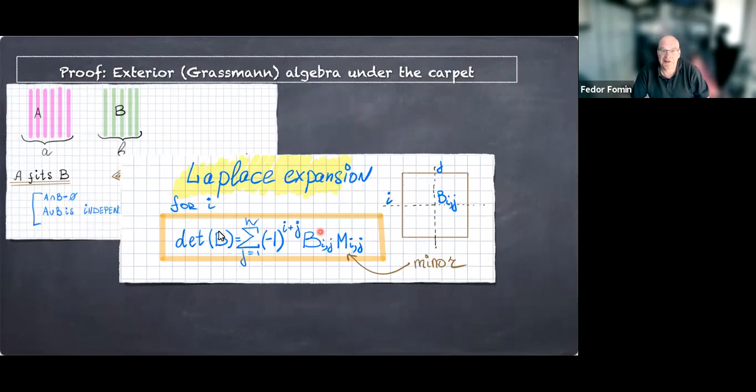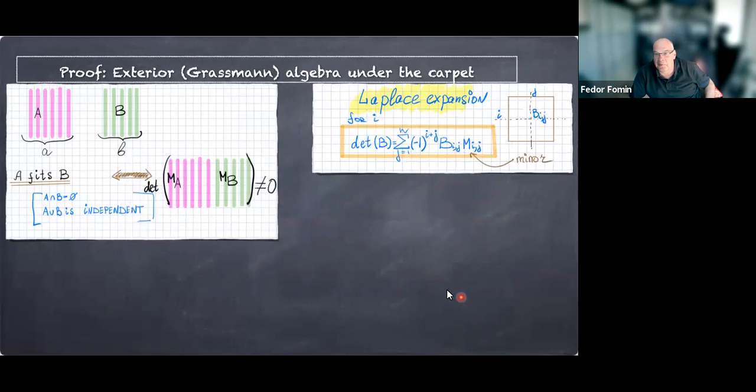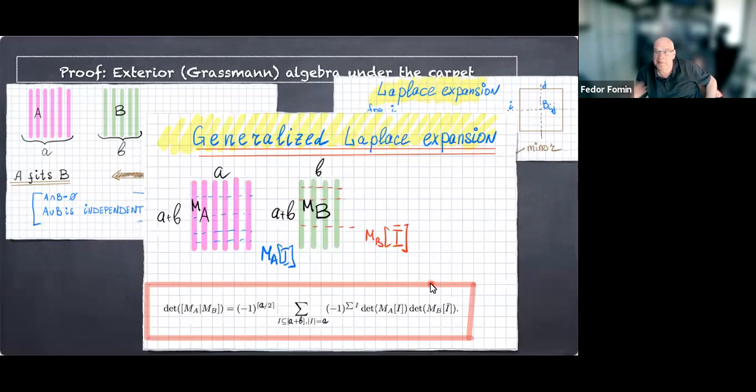So the determinant of the matrix is equal to this sum, where this is an element with coordinates i and j, and this is the minor. This is the matrix which is obtained if you remove the j-th column and the i-th row from the matrix. And this is the standard way of computing the determinant of a matrix. Are there some questions? Okay.